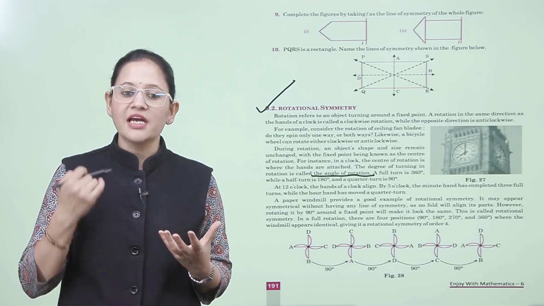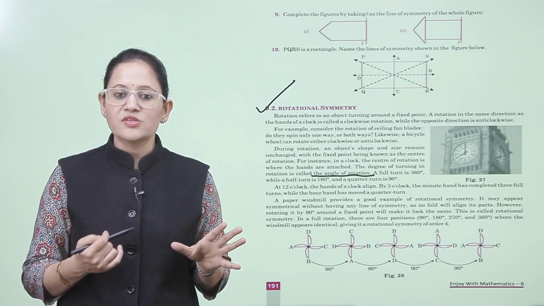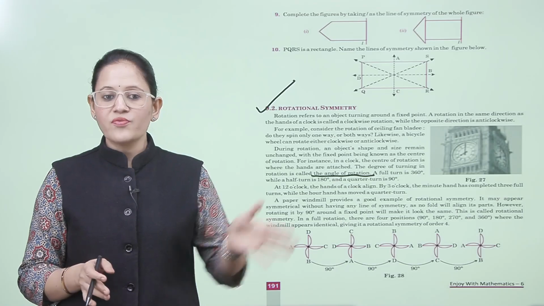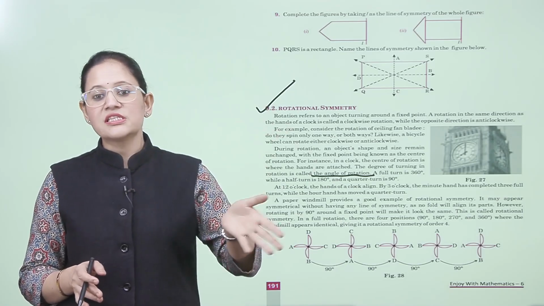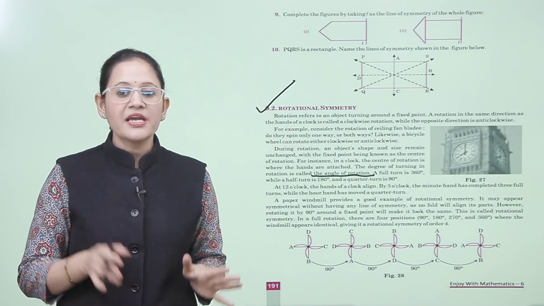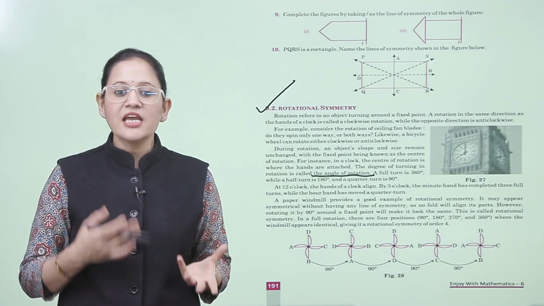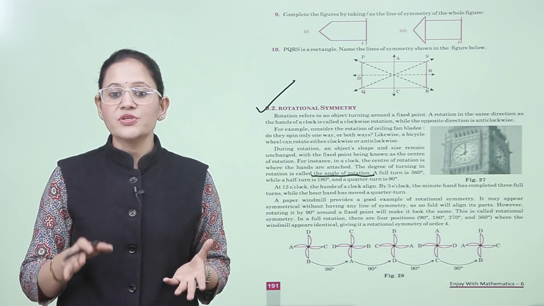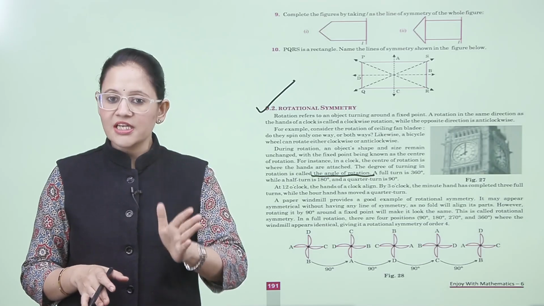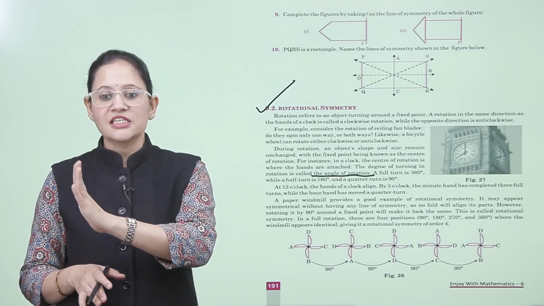However, rotating it by 90 degrees around a fixed point will make it look the same. So if we rotate it by 90 degrees, it will look the same as the original one. This is called rotational symmetry. In a full rotation, there are 4 positions: 90 degrees, 180 degrees, 270 degrees, and 360 degrees.